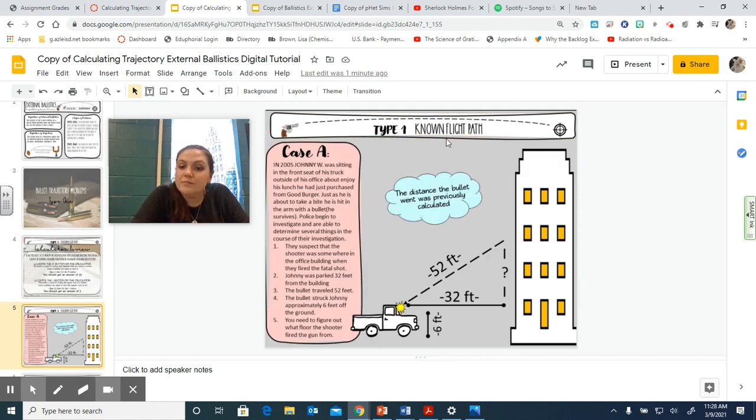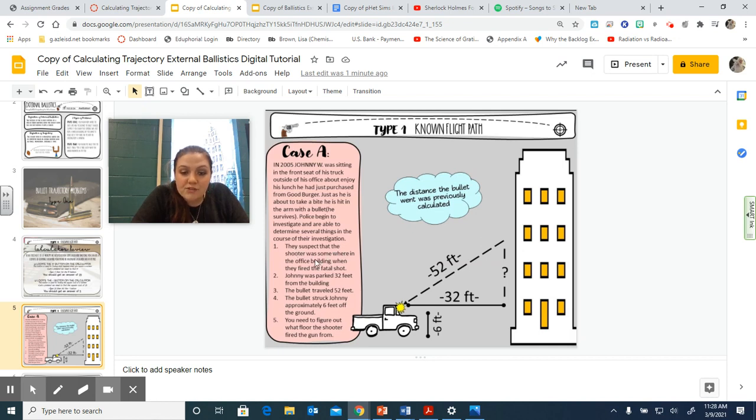Here's your practice problem, known flight path. Case A: in 2005, Johnny W. was sitting in the front seat of his truck outside of his office about to enjoy his lunch. He had just purchased it from Good Burger. Just as he is about to take a bite, he is hit in the arm with a bullet. He survives. Police begin to investigate and are able to determine several things in the course of their investigation.